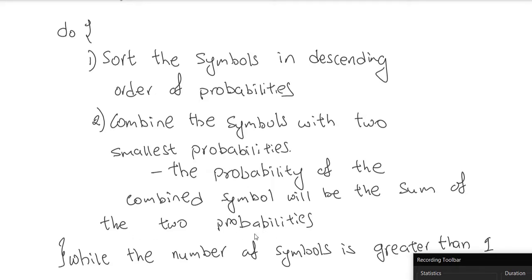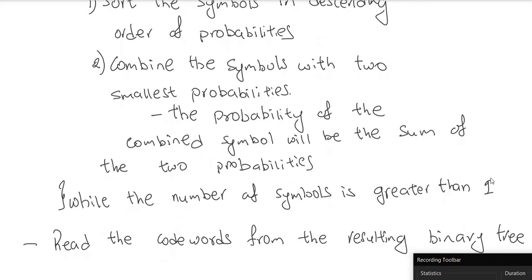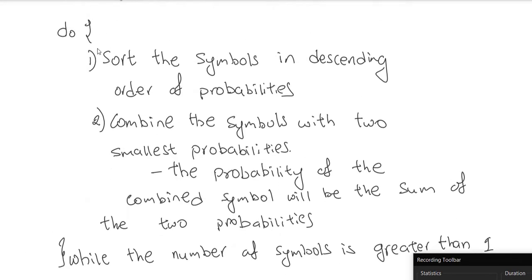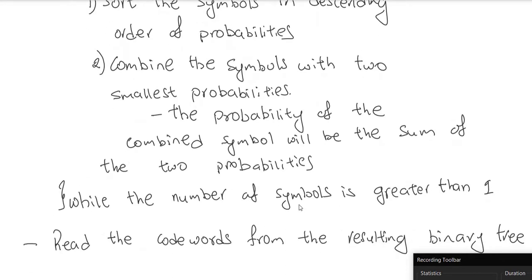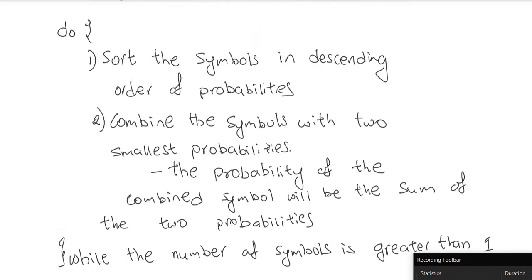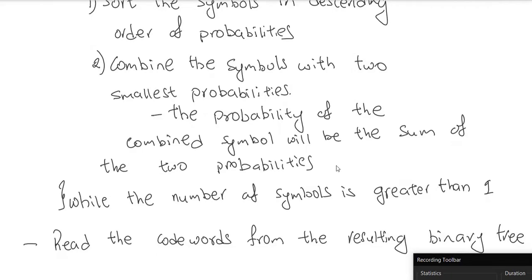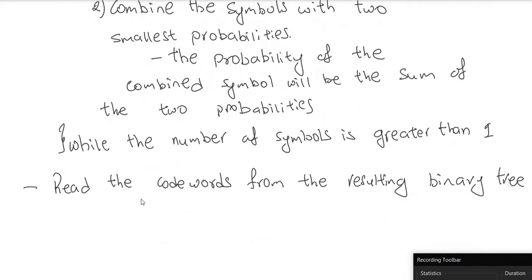Once we combine, we'll have a new probability distribution where the number of symbols is one less than what we had before. So we keep repeating this. In each iteration, we reduce the number of symbols by one until the number of symbols is just one, and then we stop the loop. We'll see through examples that when we are doing this, we are actually creating a binary tree. When we're done with the loop, we'll have a big tree, and then we're just going to read out the code words from the resulting binary tree.